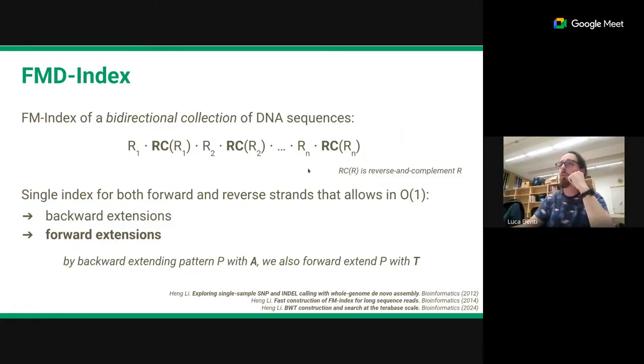These are three papers on this topic, all from Heng Li. The first one was the Fermi assembler, because the FMD index was first introduced there, and then it was improved by Heng Li. Lately, this last year, we provided a very fast implementation of the FMD index that I will use, and I will show you how. But the main message is that by backward extending a pattern with a base like an A, we are also forward extending the same pattern with the reverse complement of that base.